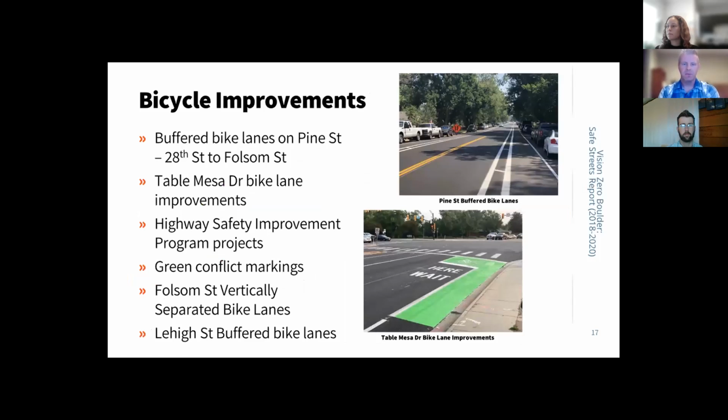So in terms of bicycle improvements, it's a similar theme as pedestrian improvements. We've installed a number of bicycle improvements both this year, and then we have a number that are planned next year, namely some buffered bike lanes, as well as other bike lane and bike box type improvements along Table Mesa Drive. My understanding is that today we got kicked off installing our Folsom Street vertically separated bike lanes. So that will be, I think, sort of the first example of a curb separated and protected bike lane within the city. So we're excited to see that project come to completion here. Next slide, please.